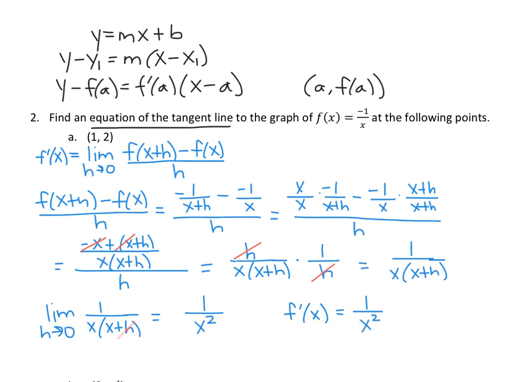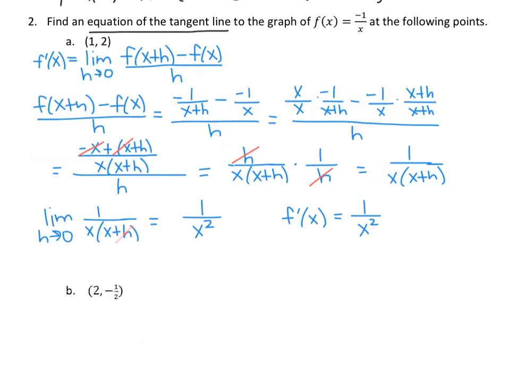Okay? And then this derivative will give us the slope of the tangent line at a given x value. Well, we're interested in what the slope is at x equal to 1, because that's our point. Our point is 1, 2. So we want to know what the slope is at x equal 1. So now taking f prime of 1, we have 1 over 1 squared, which gives us 1. So the slope of the tangent line at x equal 1 is 1.